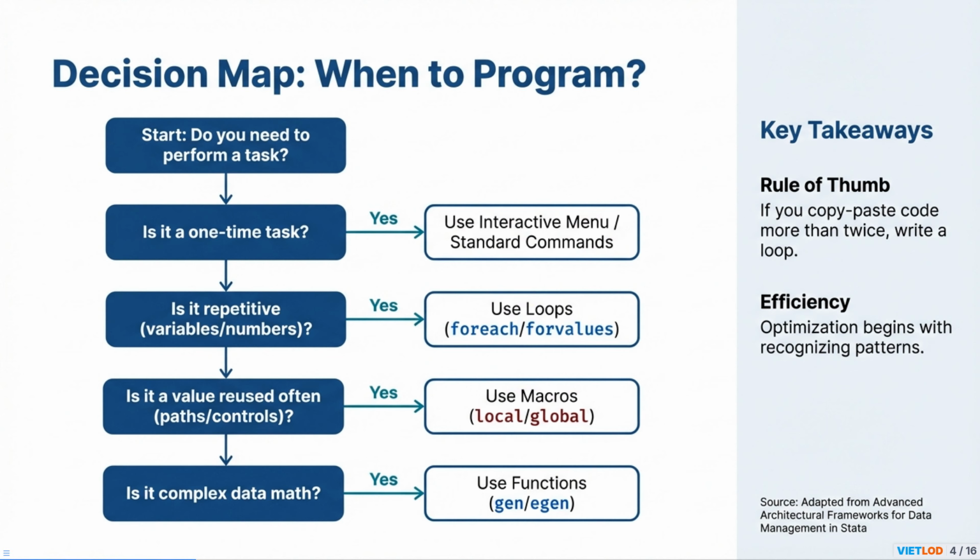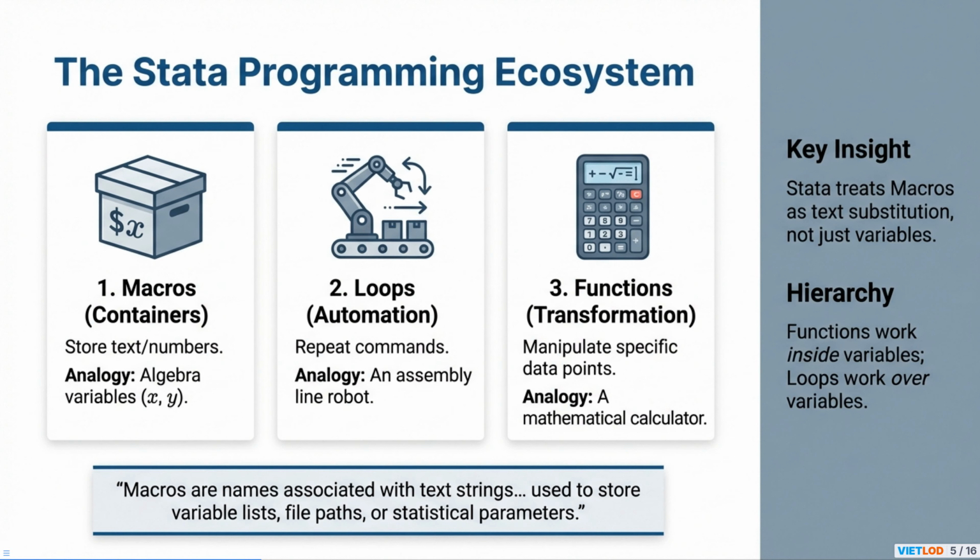For values that are reused often, like file paths or control variables, macros are the perfect tool. They act as placeholders. Finally, for complex mathematical or data manipulation tasks, Stata's built-in functions are indispensable. For example, if you need to calculate the log of 20 different financial variables, instead of writing generate log var equals log var 20 times, you can use a foreach loop to do it in just 3 lines of code. These 3 tools, macros, loops, and functions, form the core of the Stata programming ecosystem. Let's explore each one.